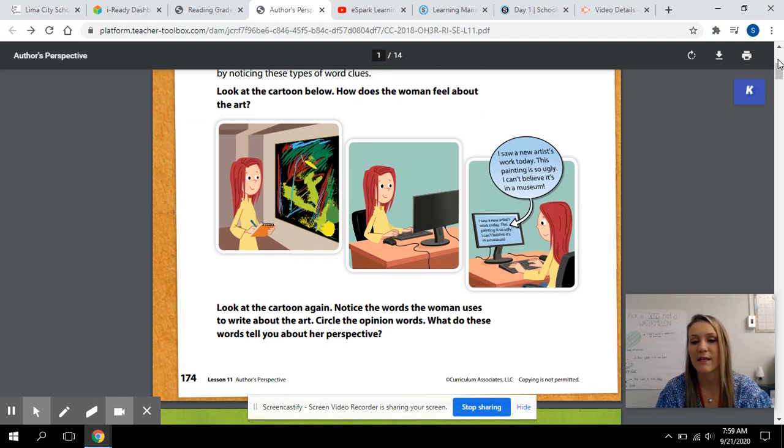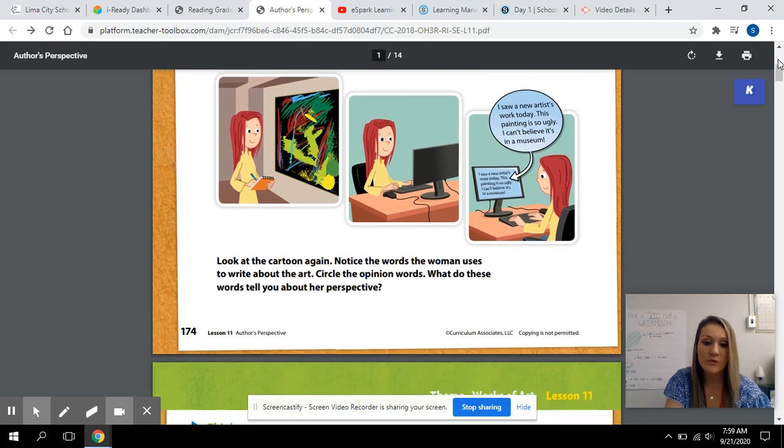But the last picture says, "I saw a new artist's work today. This painting is so ugly. I can't believe it's in a museum." So that last picture helped me identify the feelings, okay? She used the word ugly. She said, I can't believe it's in a museum. So she's talking very negatively about this piece of art. So we know how she feels, and she feels not very good about it. She doesn't like it.